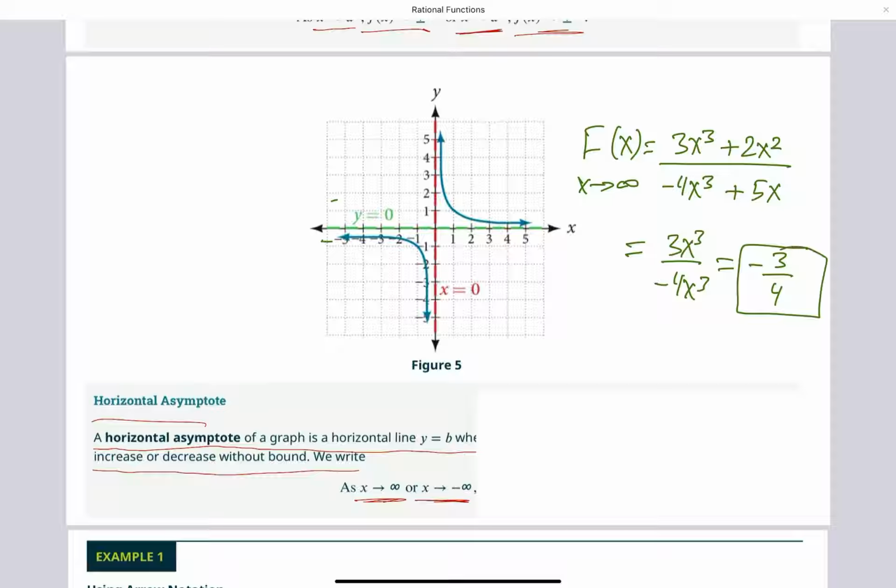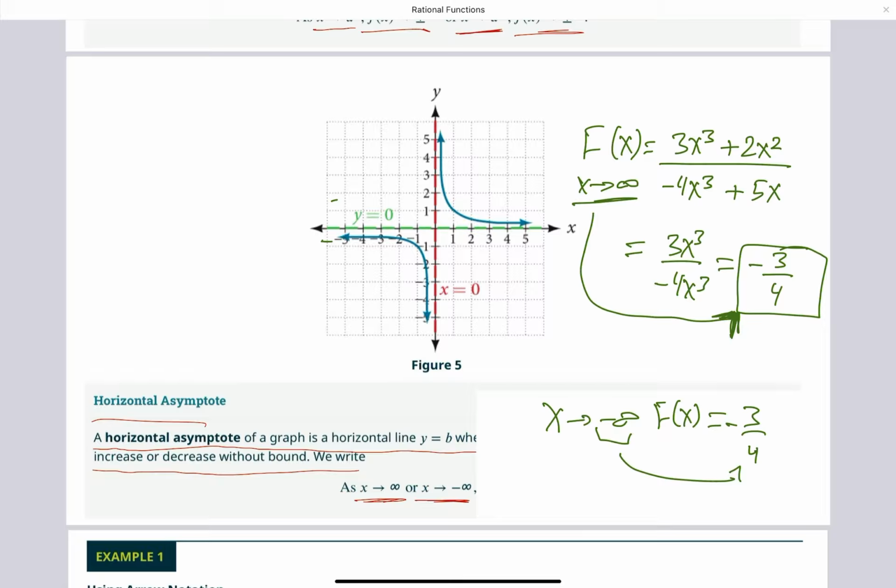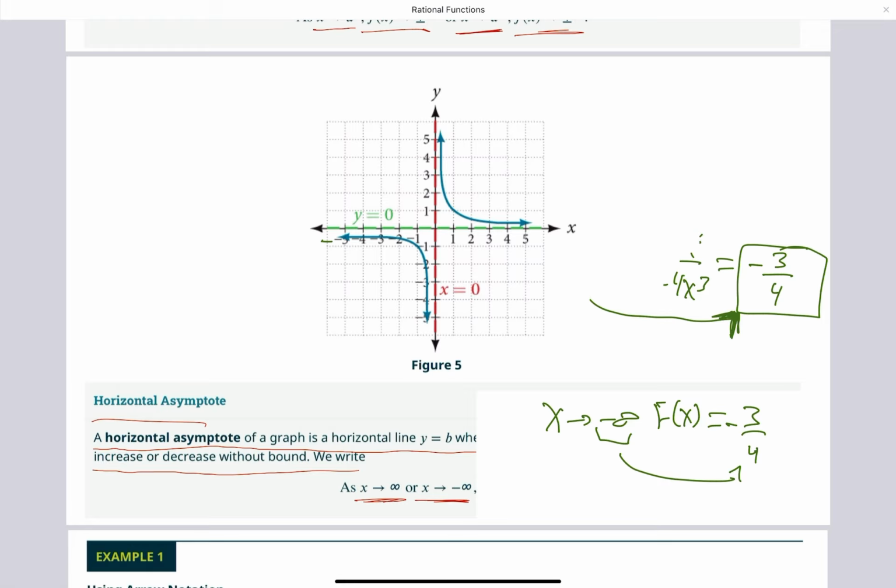Now, as x approaches infinity, well, I can't really plug in infinity, right? There is no x. So what's the answer? It's just negative 3 over 4. And as x approaches negative infinity, for f of x, you're just going to get negative 3 over 4 as well, because you can't really plug in negative infinity. So this basically means that negative 3 over 4 is a horizontal asymptote as well. Now, when do we not have a horizontal asymptote? That's the question.